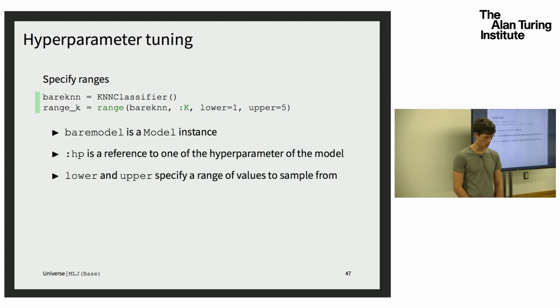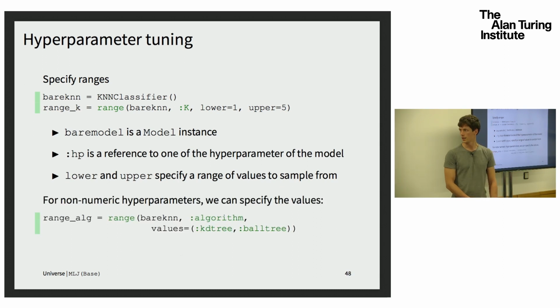Just to go over every instance, the bare model is a model instance. It should be :k here, which is a reference to one of the hyperparameters, so in this case, k. And then lower and upper specify a range of values. For non-numeric, you would write the same thing, except that you would specify the values explicitly. You would specify the range of values, so for instance, KD tree or ball tree for the algorithm.